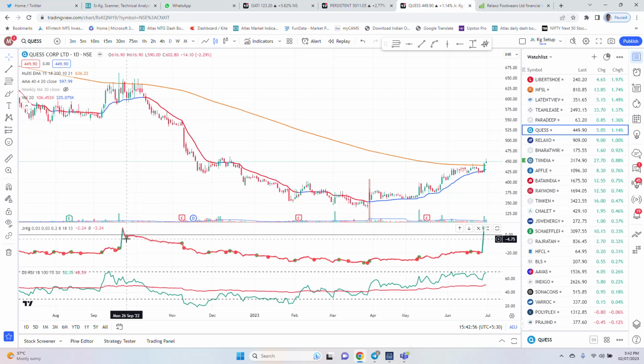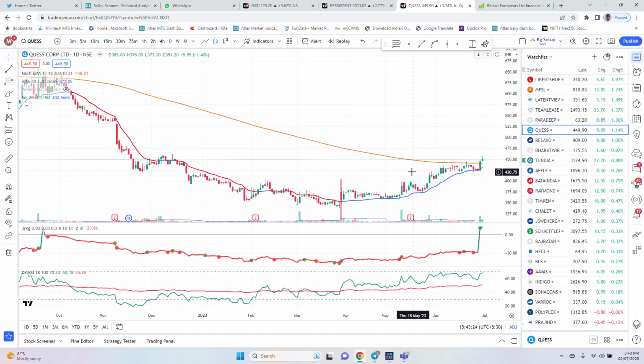From 26th of September 2022, the stock is in a complete red line. In between there were blue dots, red dots, but it never crossed above zero, and this line didn't turn green. This is the first time the line turned green and closed above zero. So the price is closed above 200. This is one of the very good setups, which is very low risk.